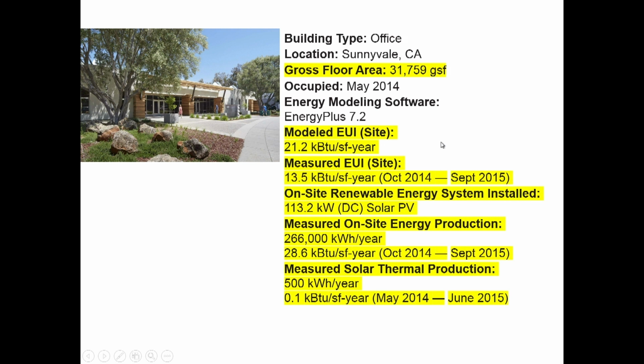They actually then measured the year's worth of data. So the building actually got down to 13.5 kBTU when they actually operated it. Obviously, as students, you're looking at modeled EUI. You're not going to actually build your building. So you're looking at modeled EUI, and then you're looking at on-site renewable energy here. They were able to produce 28 kBTU per square foot per year from the solar system.